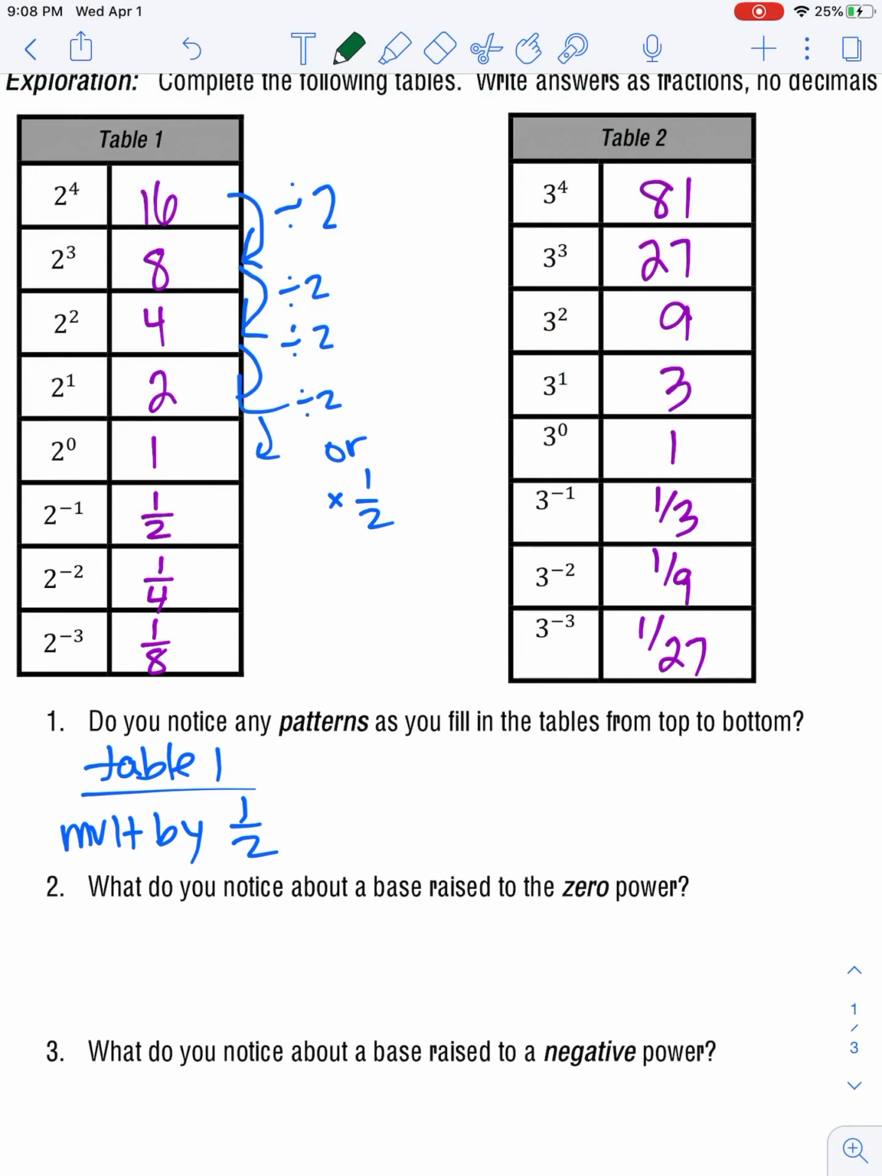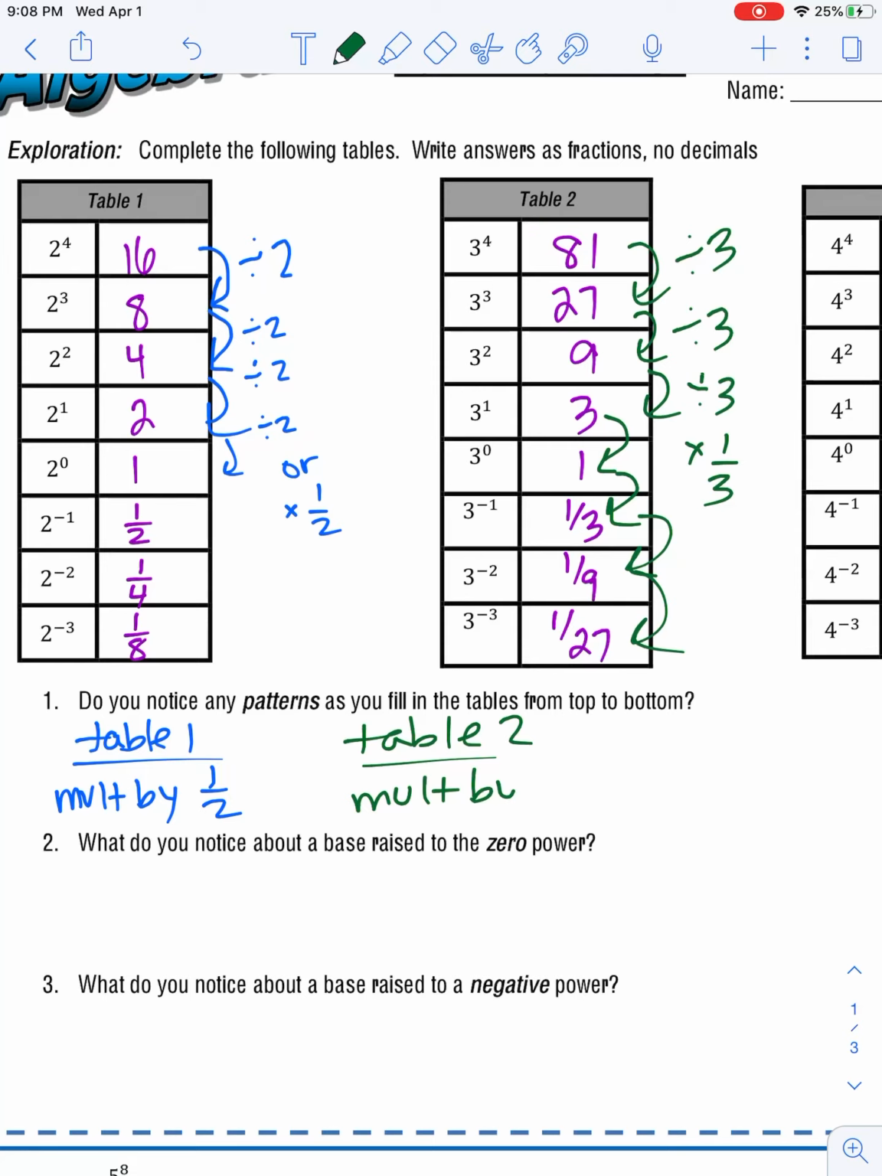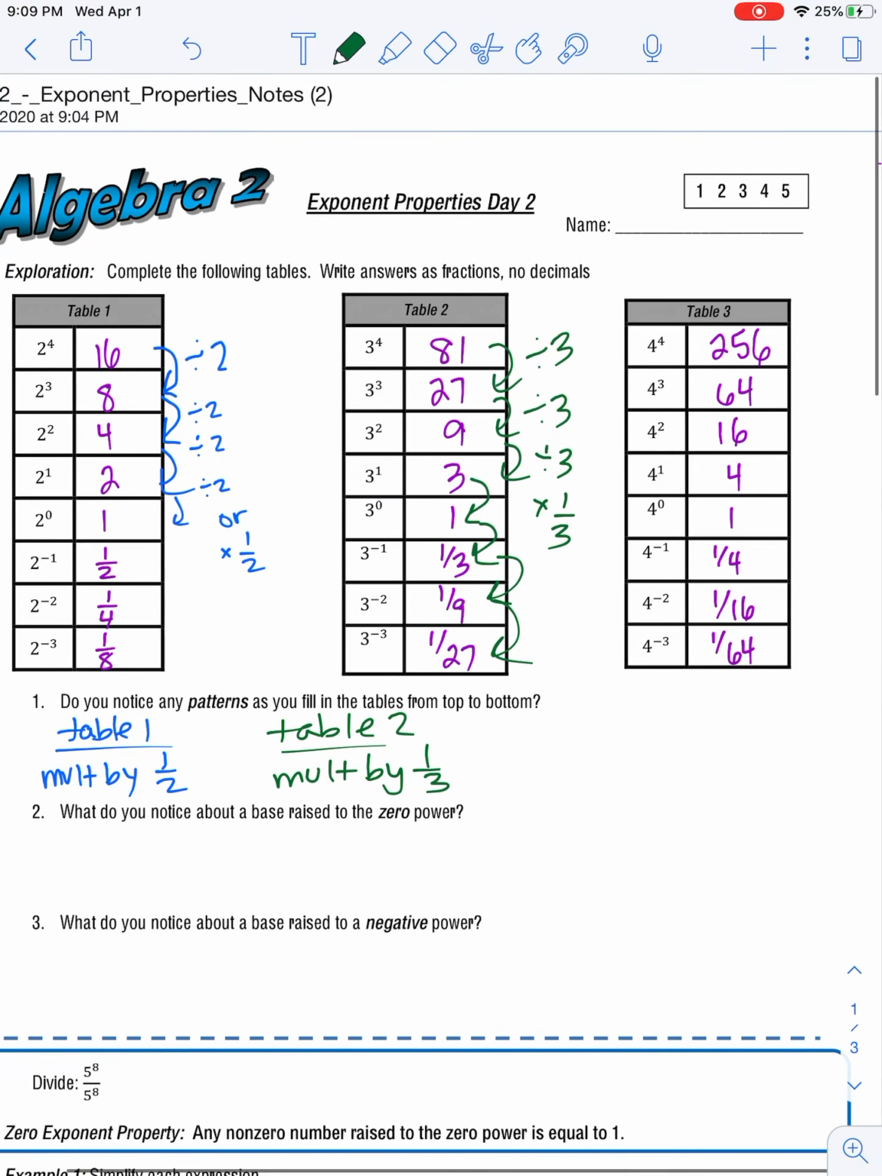All right, in the next table, when the base is 3, notice that now to get from 81 to 27, you divide by 3. 27 to 9, you divide by 3. 9 divided by 3 is 3. Remember, it's the same as multiplying by 1/3. So 1/3 of 3 is 1. 1/3 of 1 is 1/3. 1/3 of 1/3 is 1/9. Times 1/3 by that, you get 1/27. So in table 2, we are multiplying by 1/3 each time. And similarly in this last table, you should also notice that every single time you could either think of this as dividing by 4 or multiplying by 1/4.